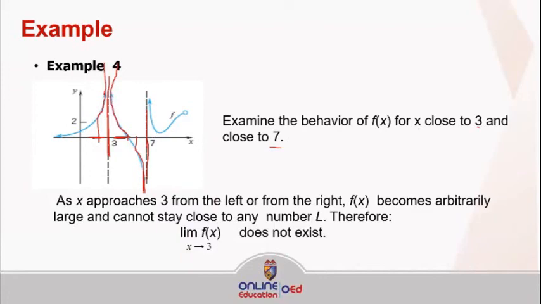Same as sa right-hand side natin. For example, ang right-hand side natin is nag-start tayo ng 8. Approaching tayo ng 7. Yung line natin is taas-taas din siya. So, does not exist pa rin yung value natin, kasi wala tayong makukuhang value in both ng approaching ng 3 at approaching ng 7, either left-hand side or right-hand side.